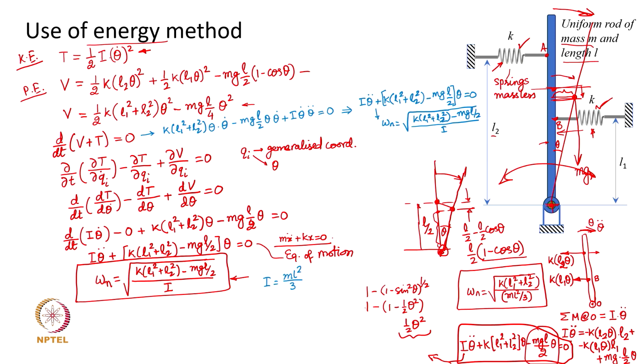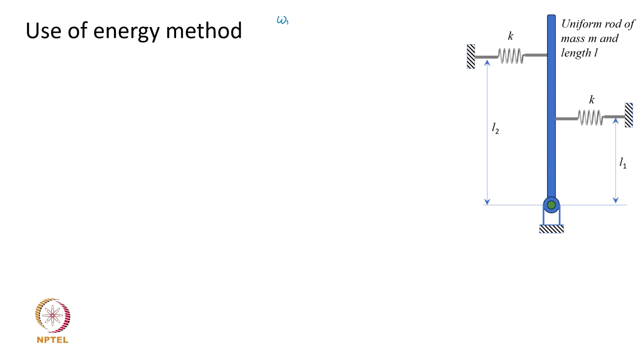Now, as I said, up to this point is fine, but there is an interesting thing that we should learn from this particular example: although the expression for the natural frequency we have obtained is k L1 square plus L2 square minus mg L by 2 over I, which is now being replaced with m L square by 3.